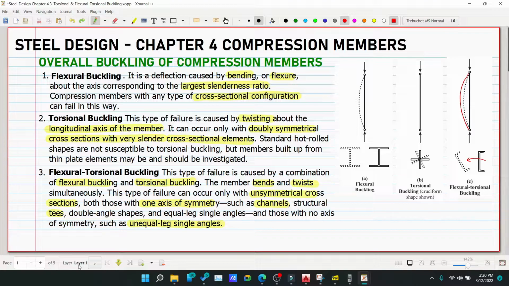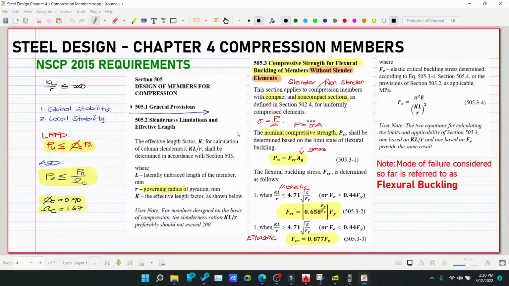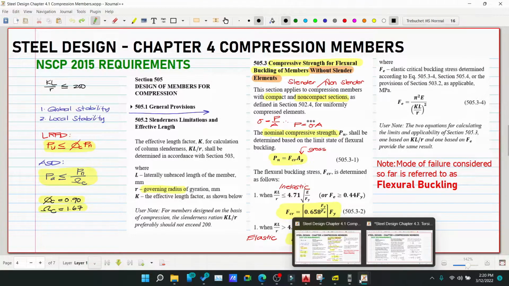Okay? So, based sa NSCP 2015 requirements, sa 501.5 general provision, ito yung kinat ko po doon sa introduction ng ating chapter 4. Kung naalala ninyo, ito yan. Kinat natin siya, kasi, syempre, ang unang topic lamang natin is flexural buckling. Dito kasi sa 501.1, sinama-sama niya na lahat.